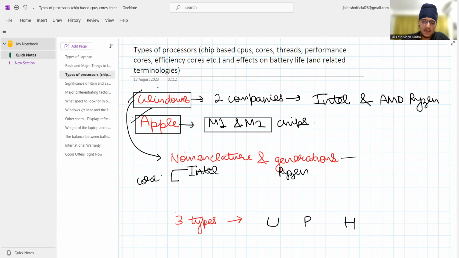Intel has chips in this nomenclature: i3, i5, i7, and i9. Similarly, Ryzen has R5, R7 and R9 as its popular chips. What I mean by i3, i5, i7 and i9 is that these are different levels of processors which exist. i3 gives the least performance and i9 gives the maximum performance.